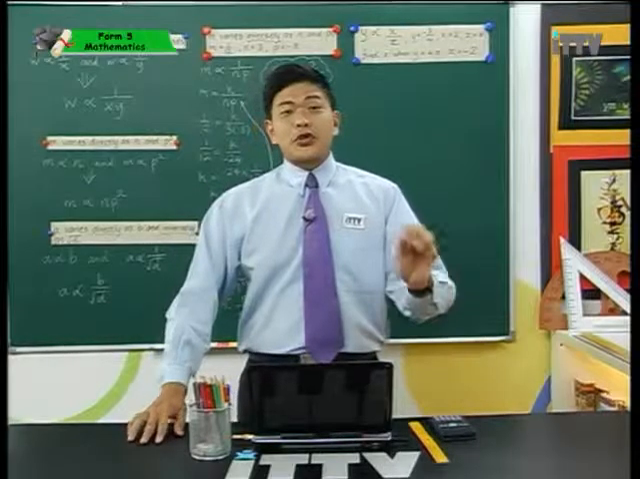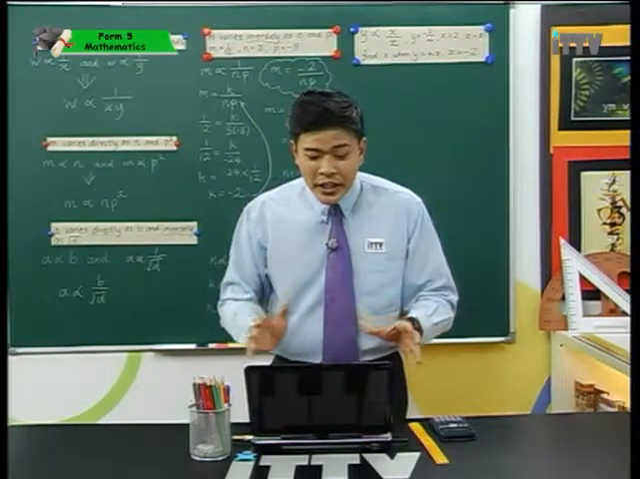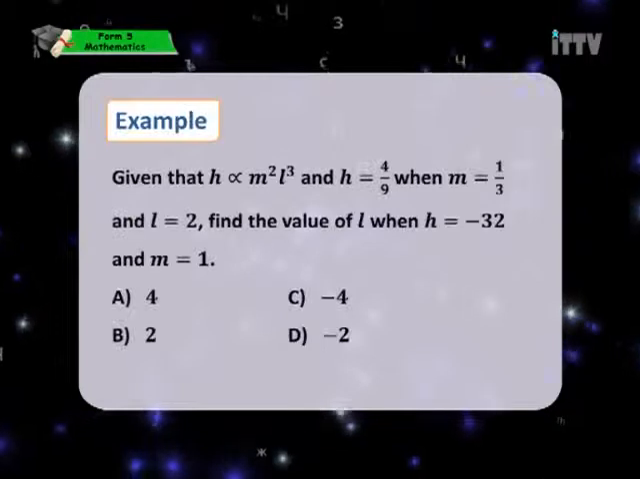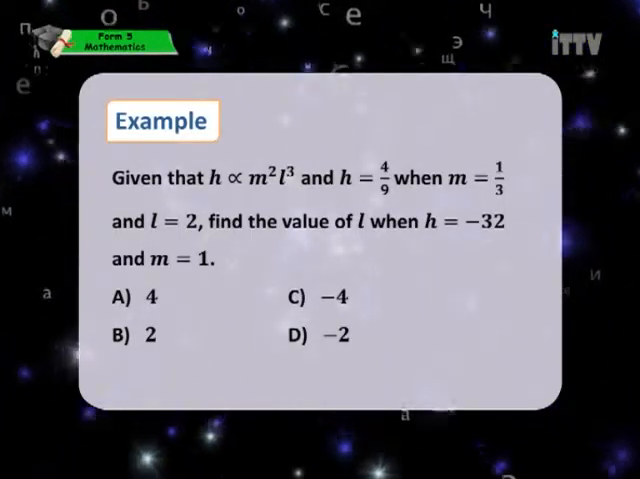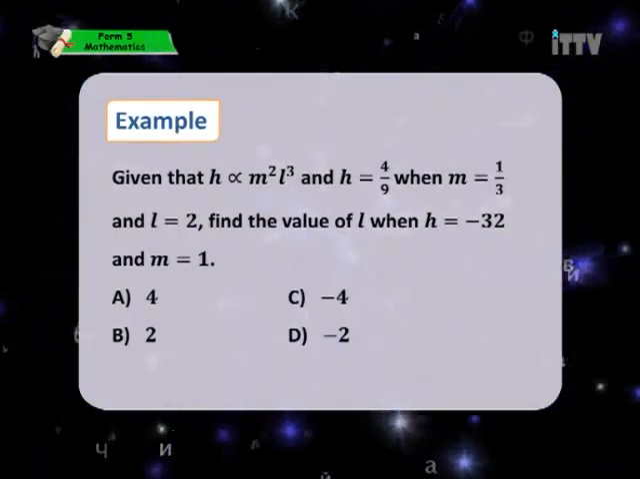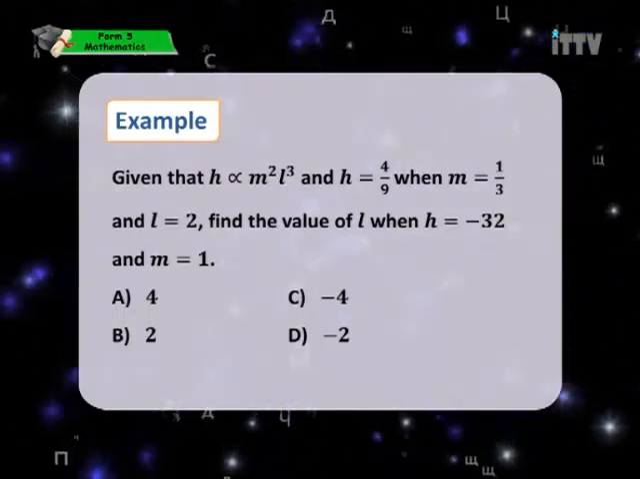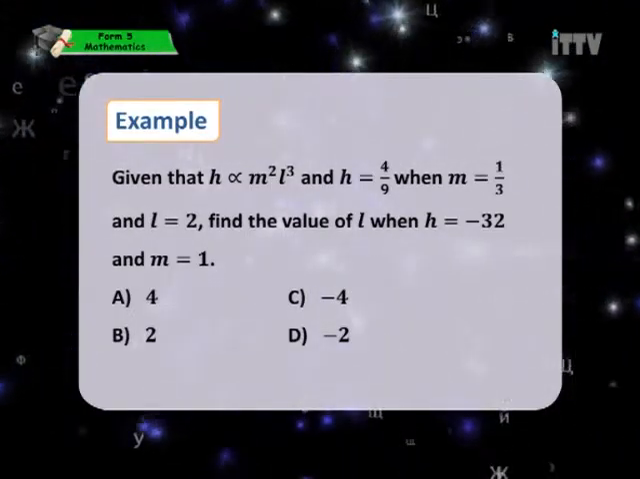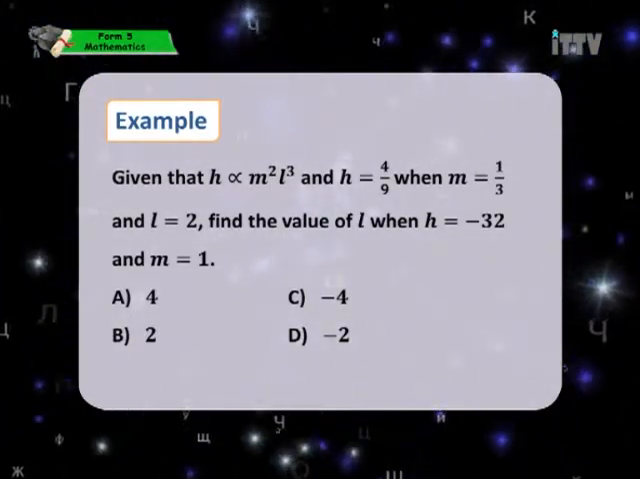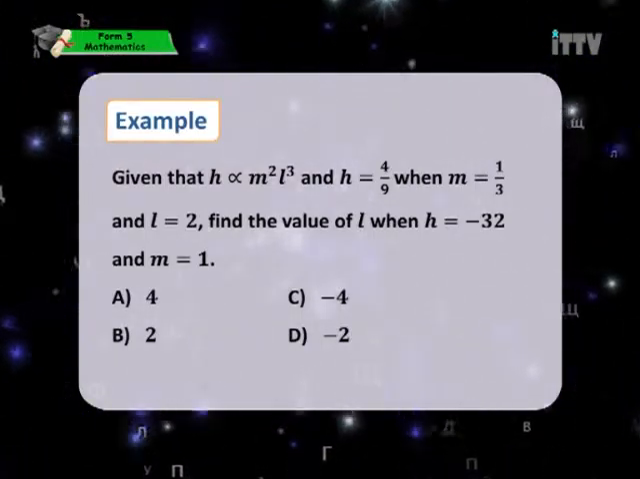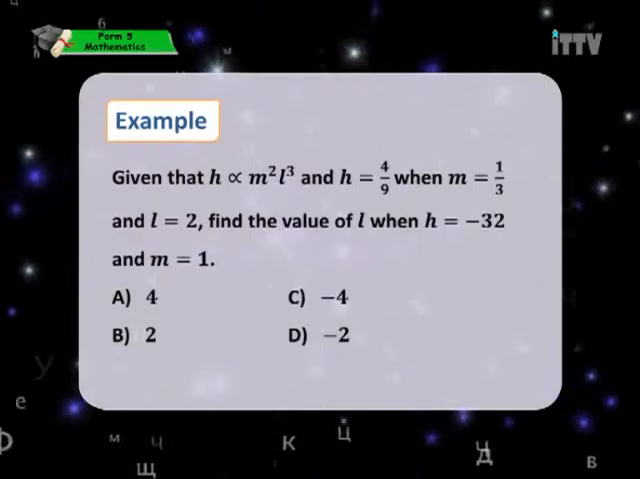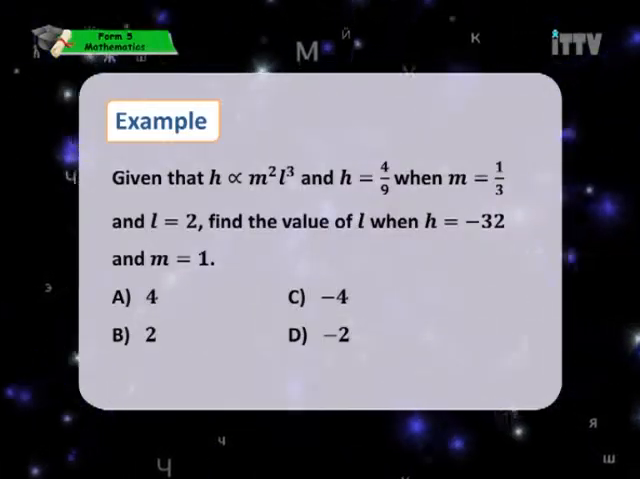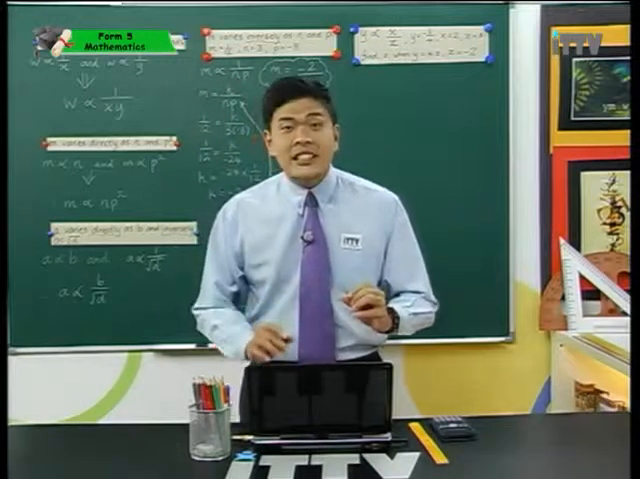Alright, now it's time for you guys to try out a few questions, alright? So let me just read out to you some questions, and I want you to try to get the answer for this one. Given that h varies directly as m squared and l cubed, and h equals 4 over 9 when m equals 1 over 3 and l equals 2. Find the value of l when h equals negative 32 and m equals 1. Is it A, 4, B, 2, C, negative 4, or D, negative 2? Alright, so we'll be back with the answer in a very short while.